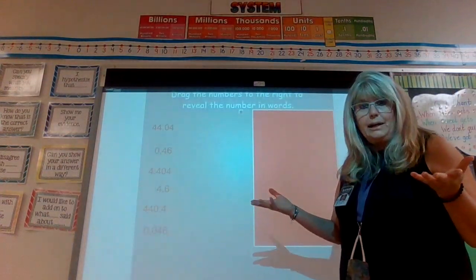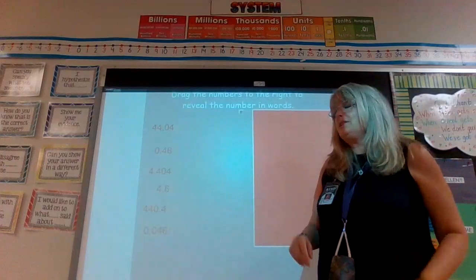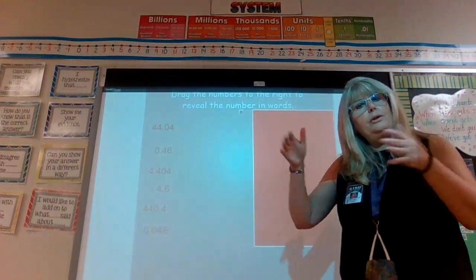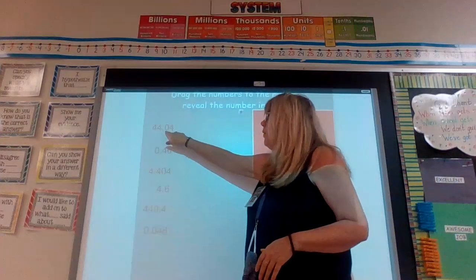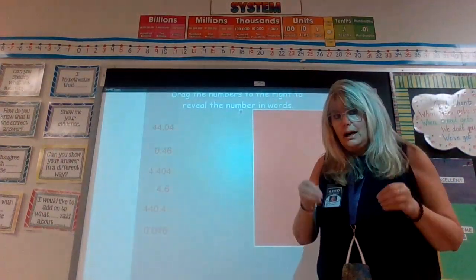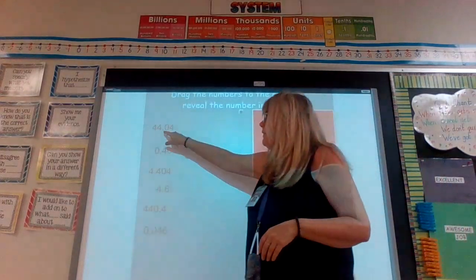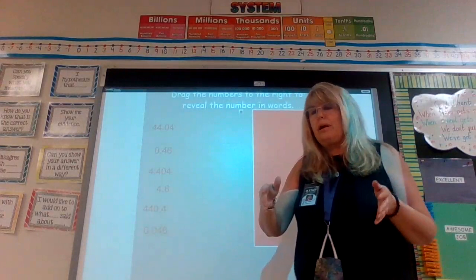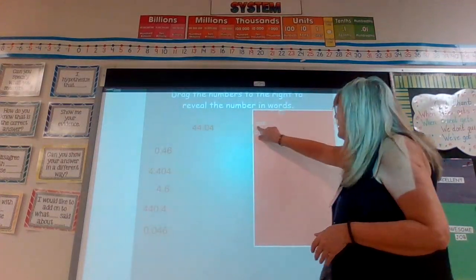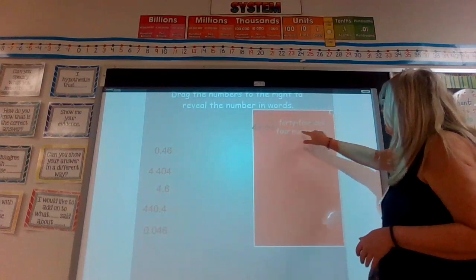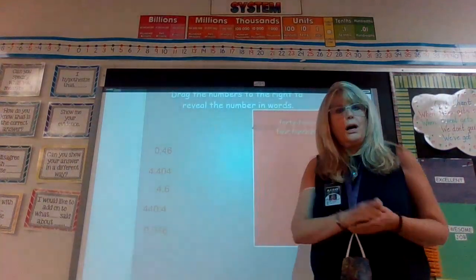Okay, are you ready? Okay, we'll do the easy ones first. All right, let's look at this one. Read it. If you can read it, you can write it. 44 and. That 4 drops into the hundredths place. So 44 and 4 hundredths. You should have written that down. Let's see what it is. 44 and 4 hundredths. Good job.